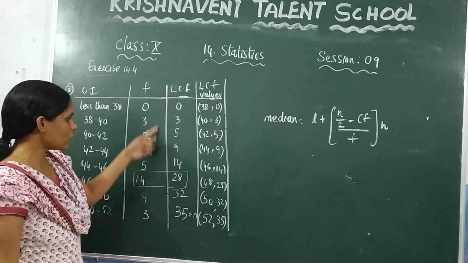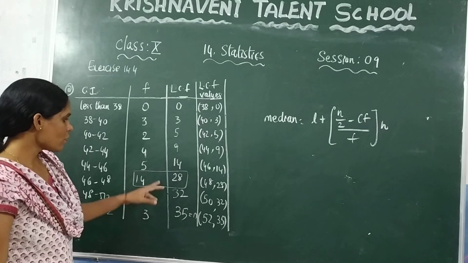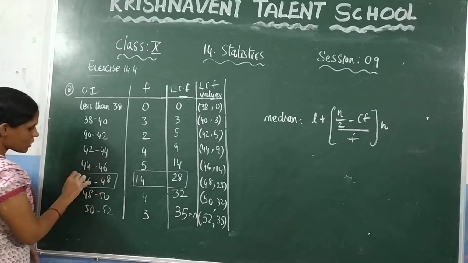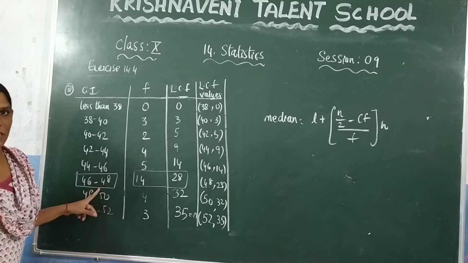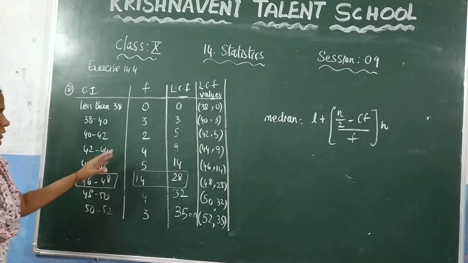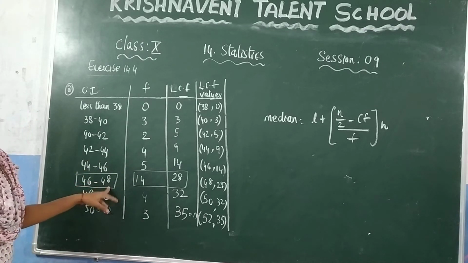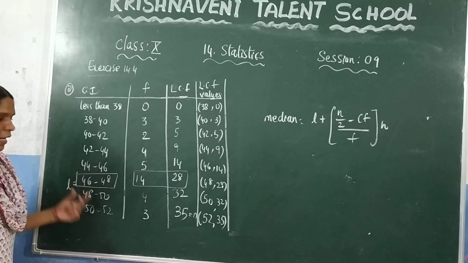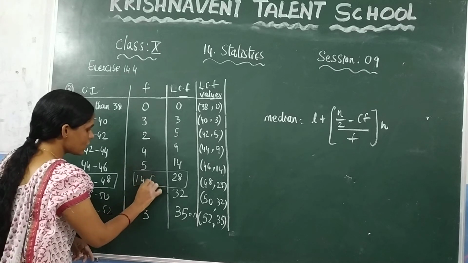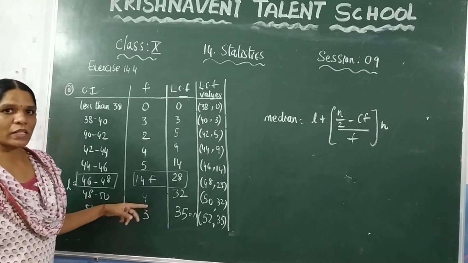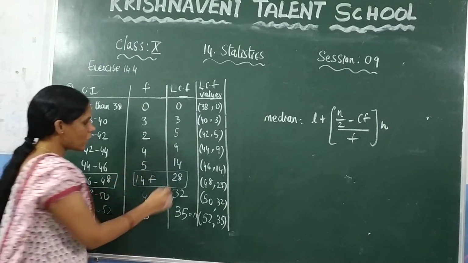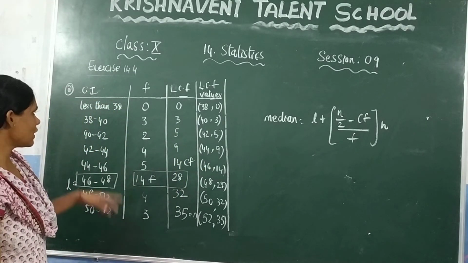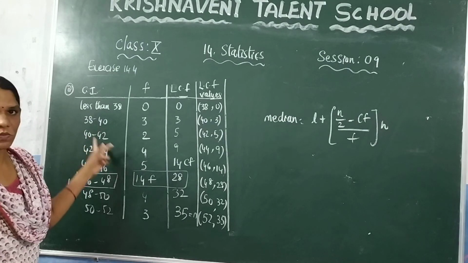Before that you will not get it. What is the corresponding class interval here, which is 46 to 48. So this is the median class here. Now what is the L value here, which is 46, and what is the frequency here, which is 14? What is the cumulative frequency? You need to take the value before, which is here CF, and you know the h value. What is h here? The difference between these two, which is 2.